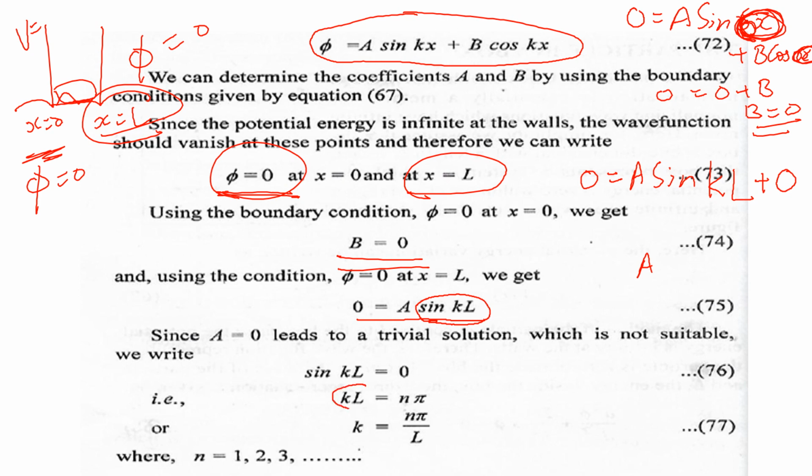So what are the possible values of kL? kL is the angle theta. Sin theta is equal to 0. So the possibilities of theta are 0, 180 degrees, like that, or 0 to pi, the multiples of pi, right? 2 pi, 3 pi, etc. So k equal to n pi divided by L. So from that second boundary condition, we get the value of k as n pi divided by L.